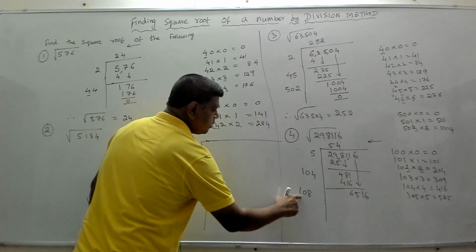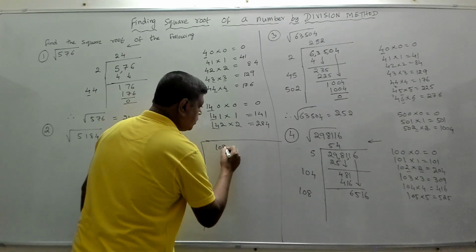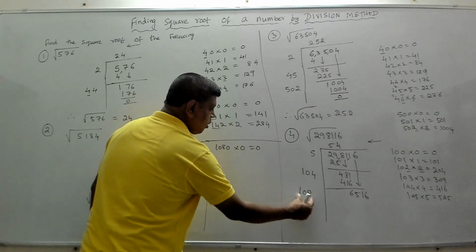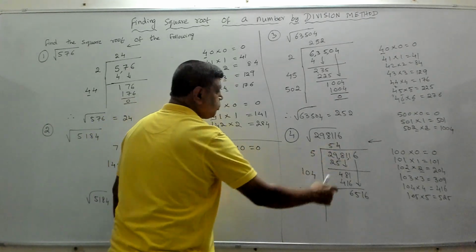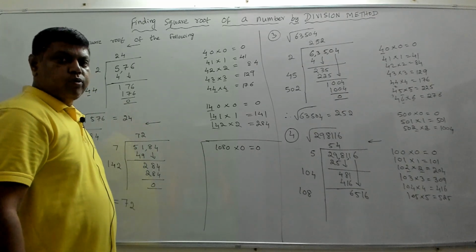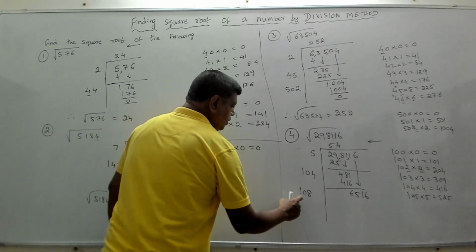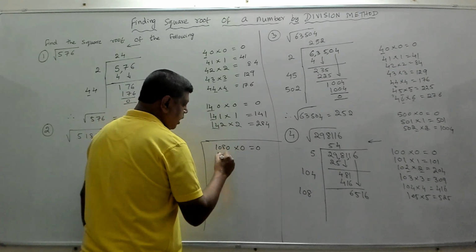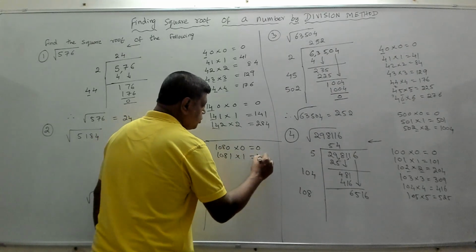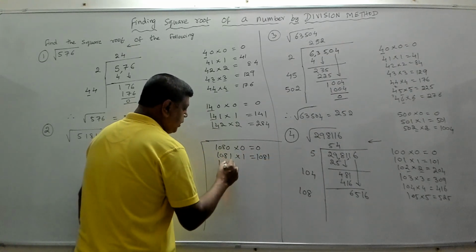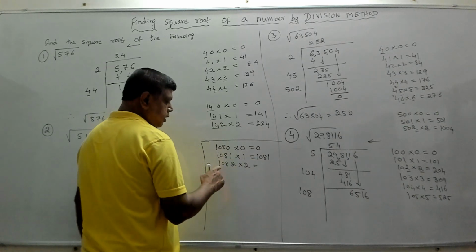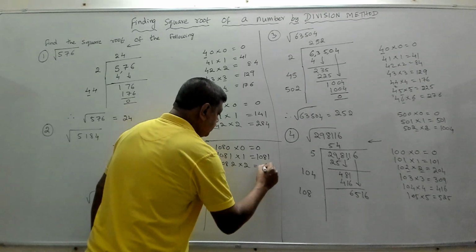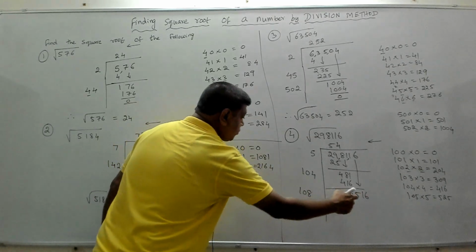We got 108. Then we should do 108 0 into 0. That is 0. 108 0. How did you get this 108? 54 into 2. 54 into 2 is 108. So then we should write 108. Then 0 into 0 is 0. Then 1081 into 1 is 1081. Then 1082 into 2. You get 4 2s are 8, and 2 ones are 2. And we should get 6516.